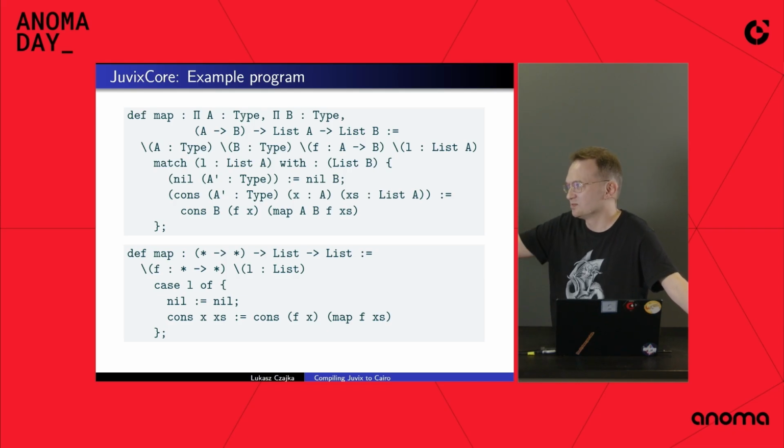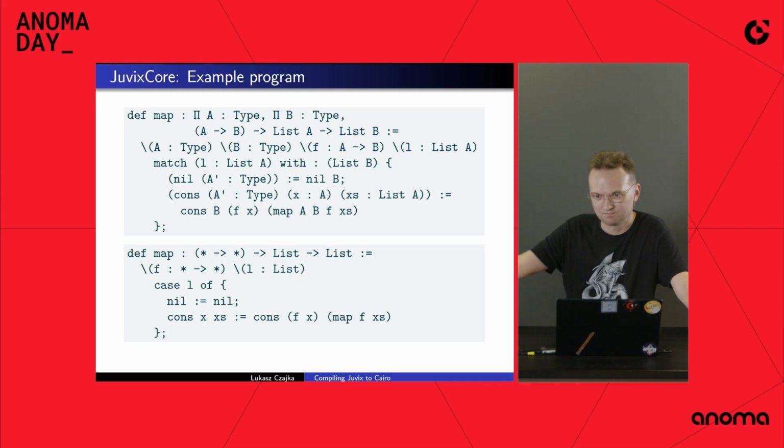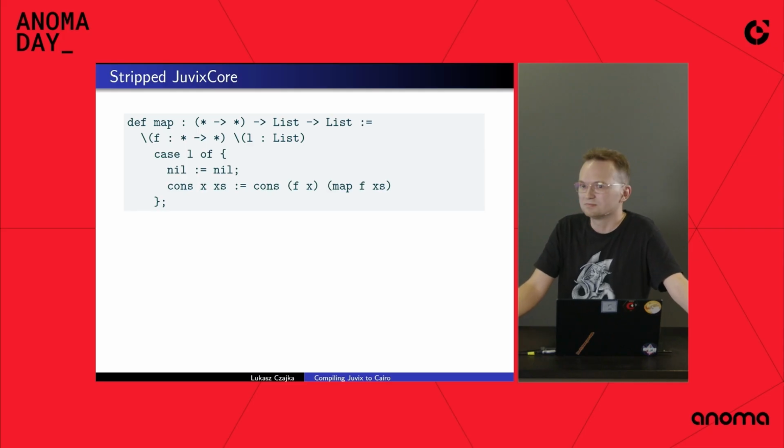Lambda lifting didn't do anything because we didn't have any anonymous functions here. We removed this type information in constructors, so now there are no type arguments anywhere, and we've converted the polymorphic types in the type signatures into this star, which signifies a universal type, so anything has this type star. All right. Yes.